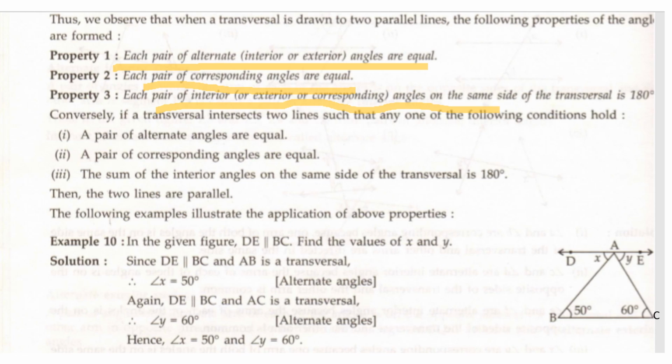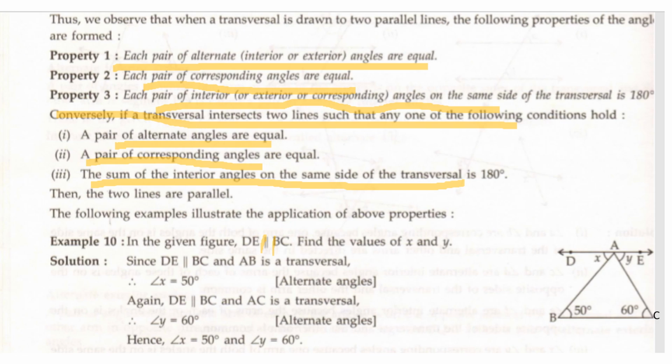Now conversely, they are talking about a transversal intersecting two lines such that any one of the following conditions holds. A pair of alternate angles are equal. We have seen a pair of corresponding angles are equal, and the sum of interior angles on the same side of the transversal is 180 degrees. So let us see one example. In the given figure, DE is parallel to BC. Find the value of x and y.